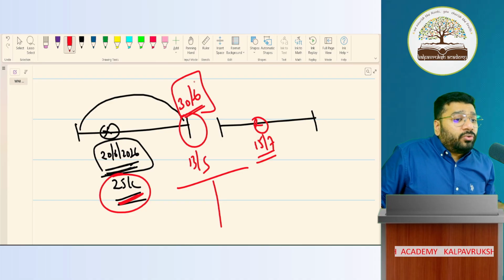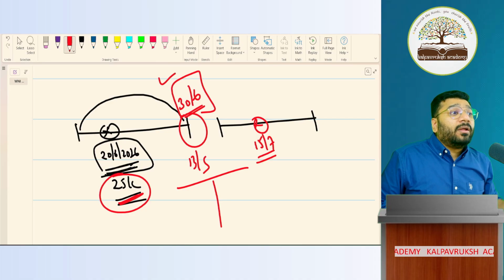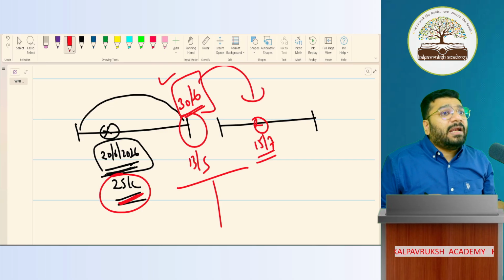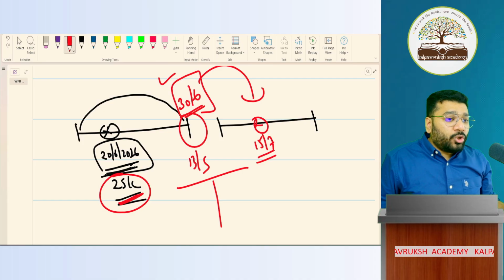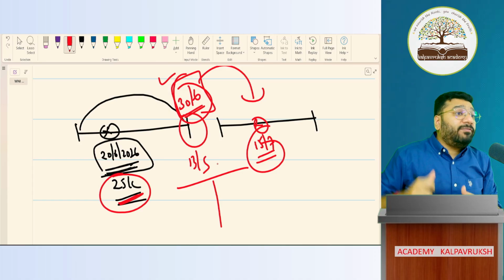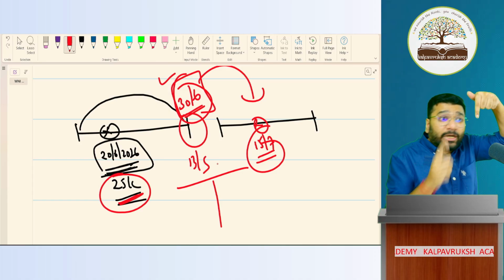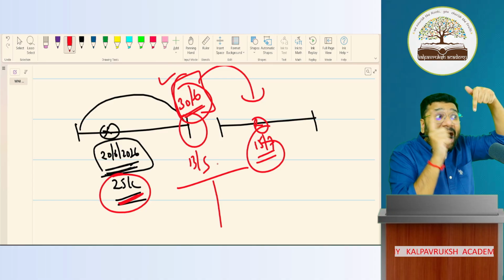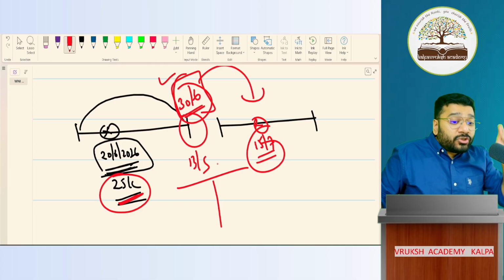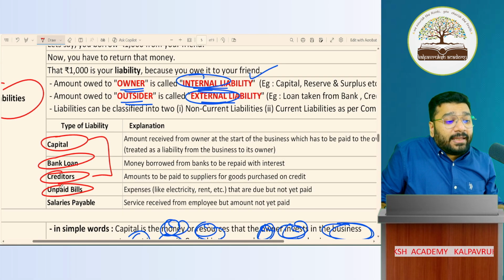So on 30th June, I have to record my liabilities. Anything that I pay in future is liability. The payment date is 15 July. So from 30 June point of view, 15 July is a future date. So anything that I pay in future is liability. As on 30 June, did you make the payment? No. So on that date, it is my liability. So this is called outstanding liability.